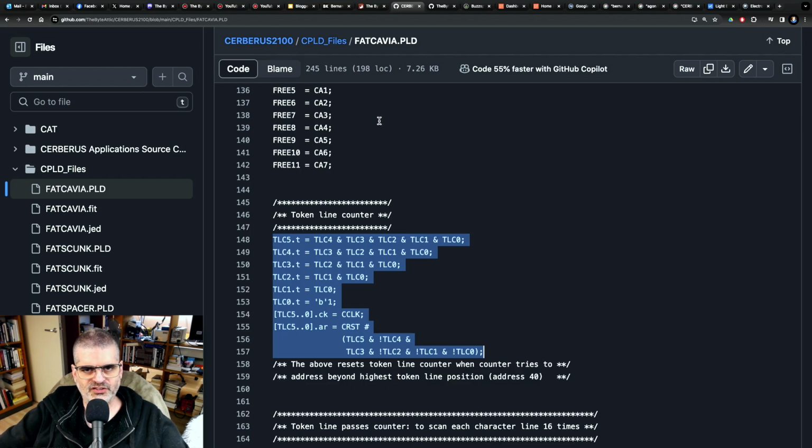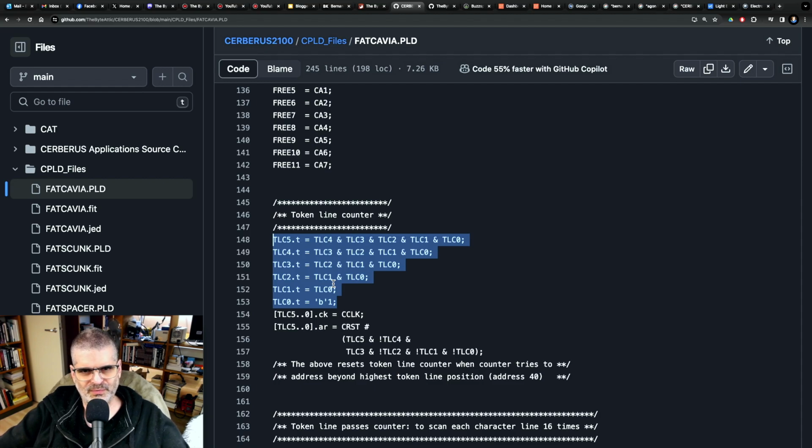Up above, I just declared it. Now I'm actually implementing it. I'm using toggle flip-flops to implement each of these state holding elements in the counter. You can build a counter using toggle flip-flops. I'm not going to explain in this video why it is like this.